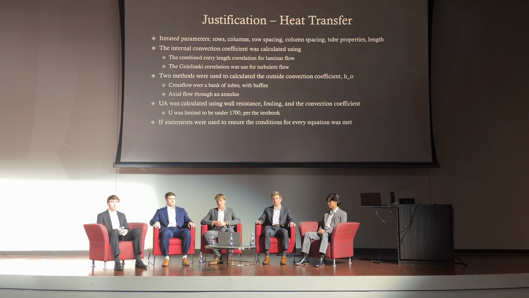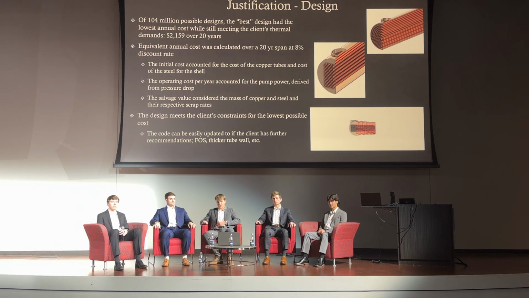To make sure that our model matched up with real world physics, we used if statements around every single equation to make sure that all of the conditions for that equation were met before we used it in the code. Looking at the economic side of things, we had 104 million total designs, which is a lot. And the best design out of all of these was the one that had the lowest equivalent annual cost. This is just a way to quantify the cost over the entire life cycle of the product. Ultimately, the client is going to be financially motivated, and so he's going to pick the exchanger that is the cheapest for him and for his company.